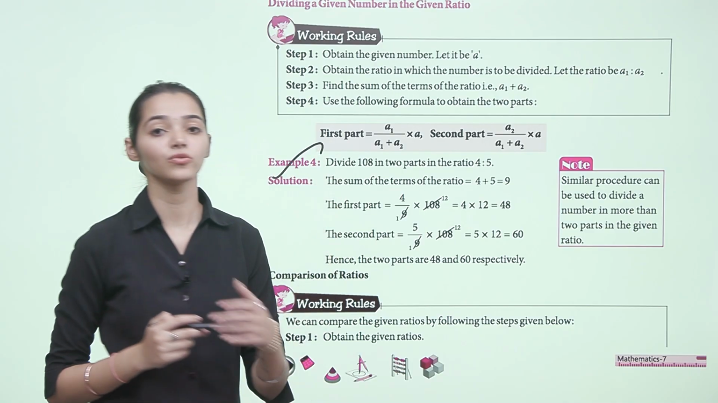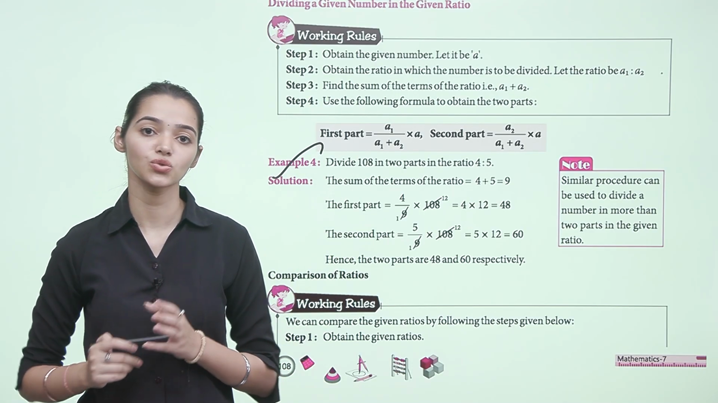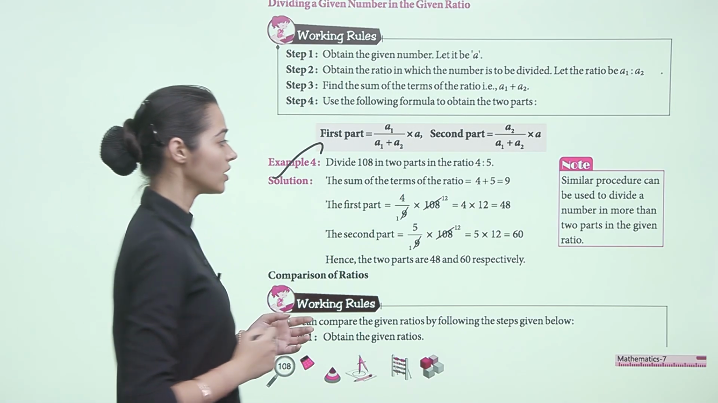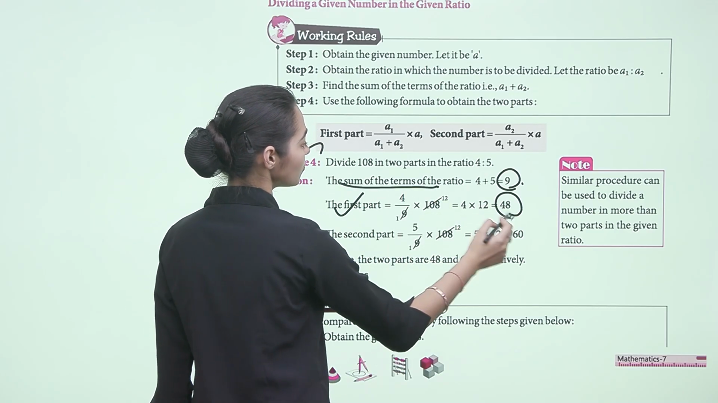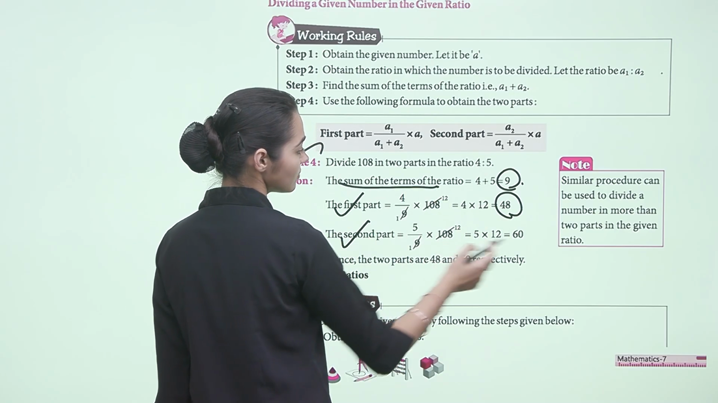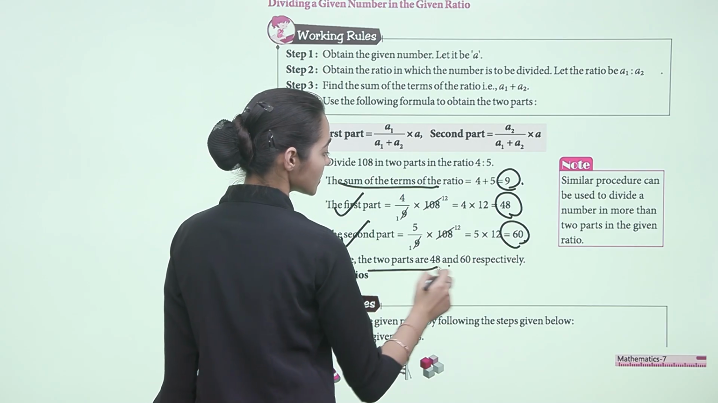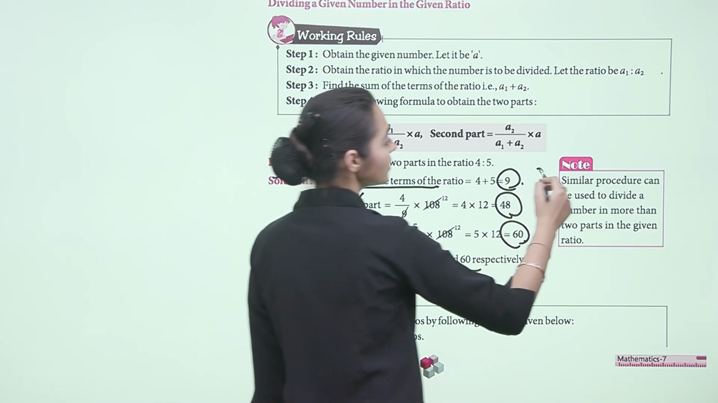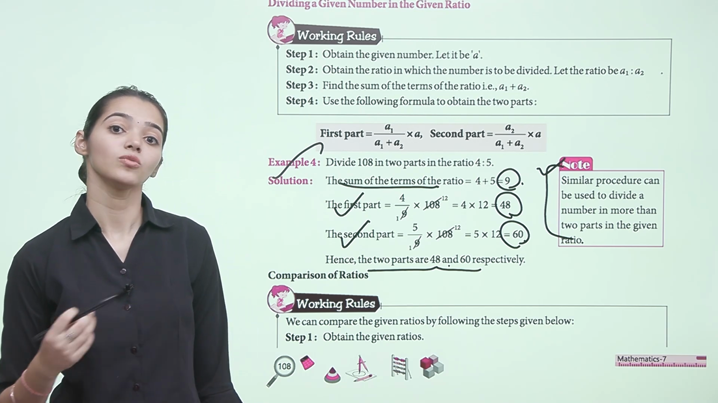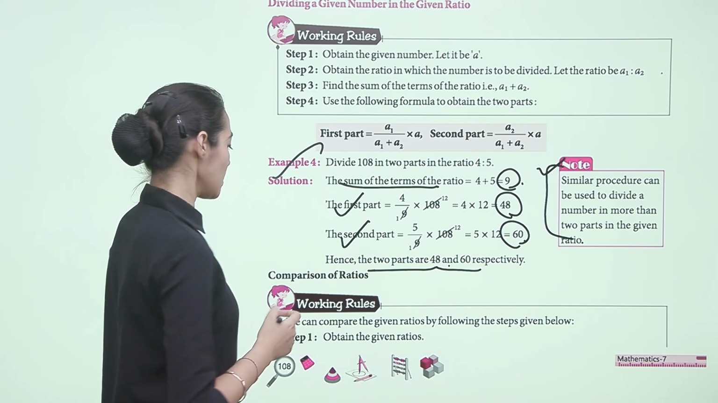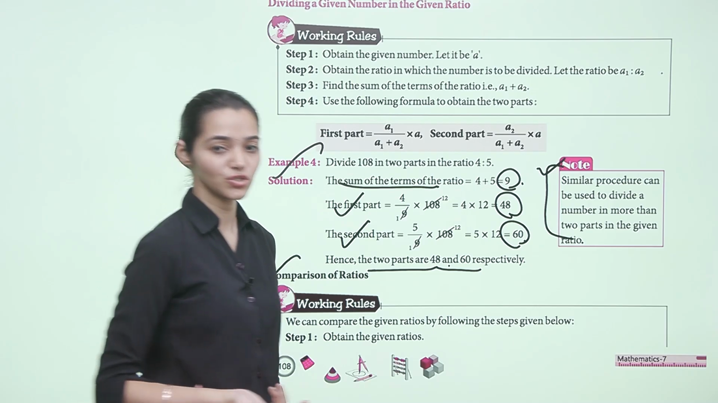Here's our example number 4. We have to divide 108 into two parts in the ratio 4:5. The sum of the terms in the ratio is 9. The first part is 4/9 into 108, that is 48, and the second part is 60. So the two parts are 48 and 60 respectively. Always remember that a similar procedure is used to divide a number into more than two parts in a given ratio. Now let's start with the comparison of ratios.